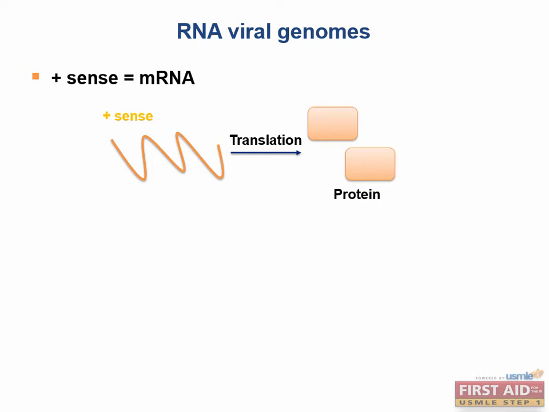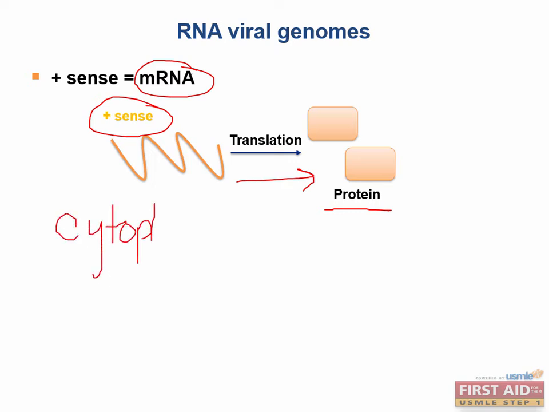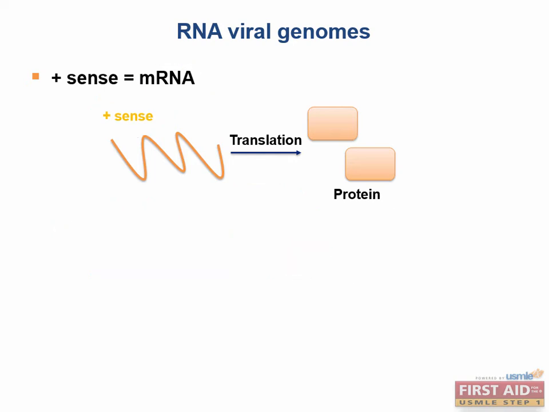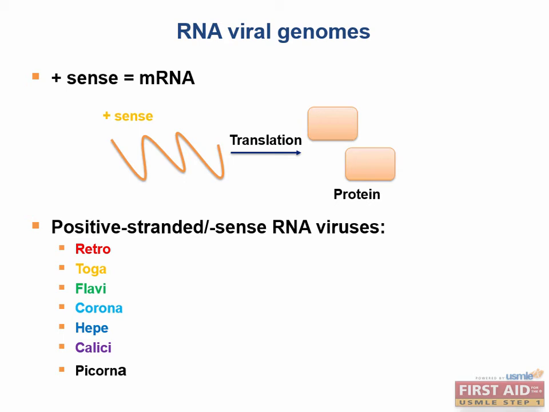So let me say that again. Positive sense RNA viruses are directly translated into protein, just like messenger RNA is supposed to. And where in the cell does this happen? Well, remember, translation is carried out by ribosomes that exist in the cytoplasm or on the rough endoplasmic reticulum. Very good.